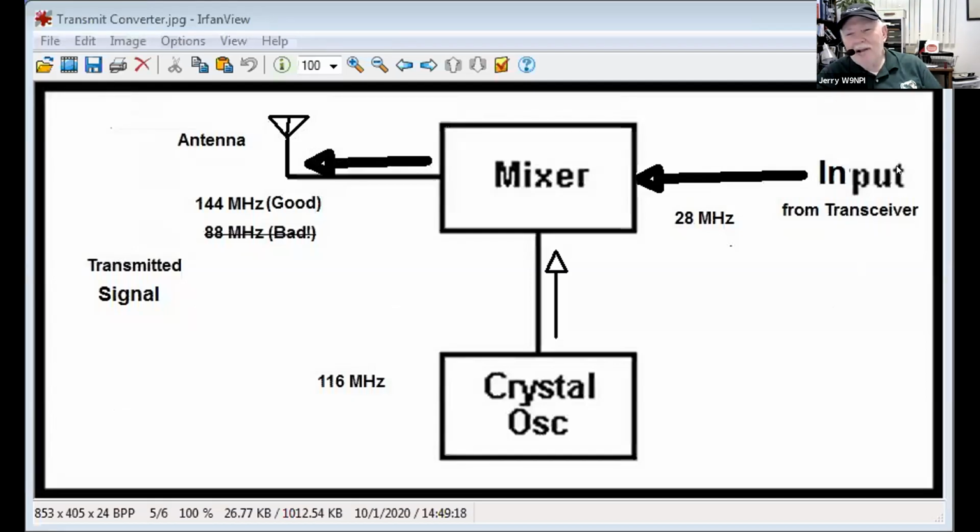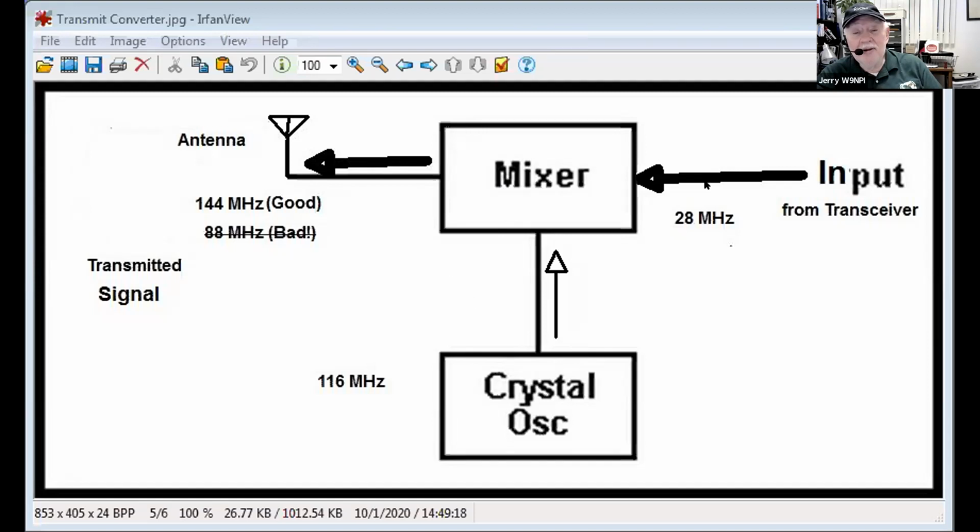All right. In the same way, I can transmit from my transceiver at 28 megahertz, use pretty much the same kind of technology, an oscillator at 116, mix it, and it goes out to the antenna, and we have two signals that the mixer provides. One is 144 megahertz, which is our amateur 2-meter band. That's good. And it's also the difference, which is 88 megahertz.